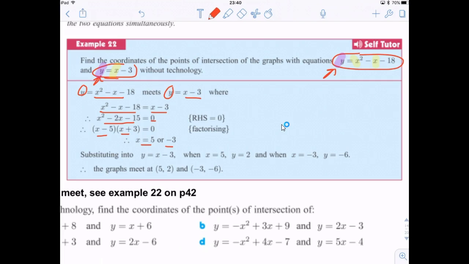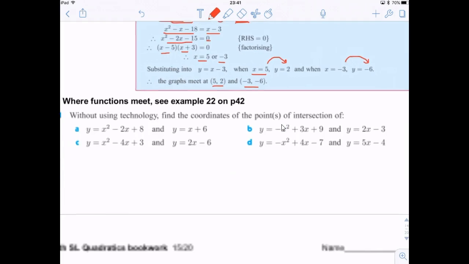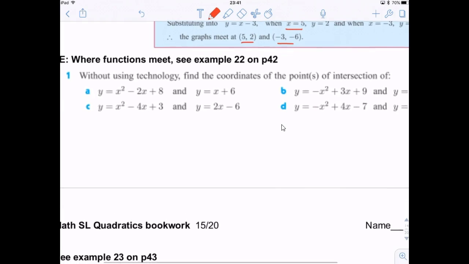Well, you can take the x coordinate, 5, and substitute it into either the quadratic equation or the line equation, either one. Of course, the quadratic equation is much more complicated, so it's easier if you plug it into the line equation. So that's what they did. When they put 5 into the line equation, they found out that the y value is 2. When they put negative 3 in the line equation, they found out that y equals negative 6. So now they know that the graphs meet at (5, 2) and (negative 3, negative 6). Okay? So now let's do a couple of these problems to see how it works.